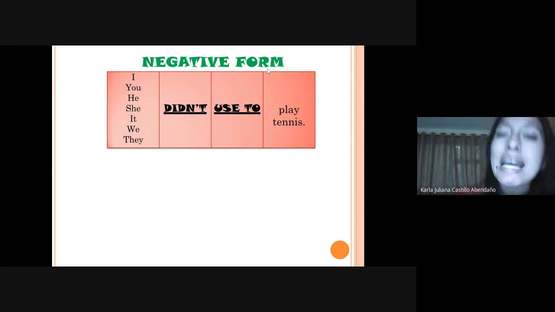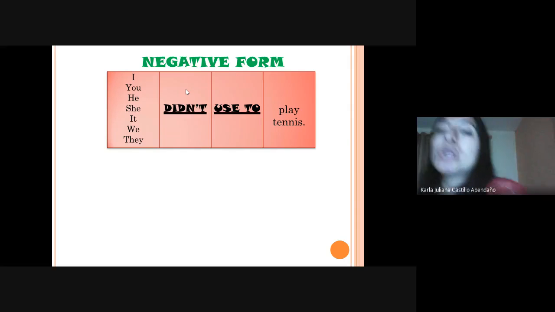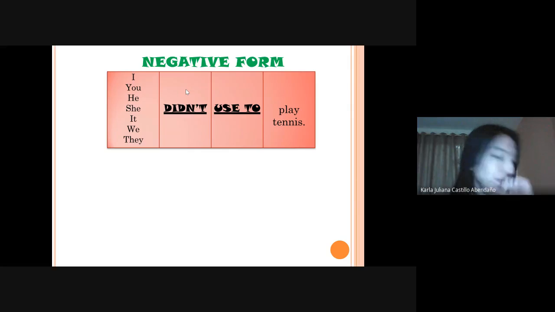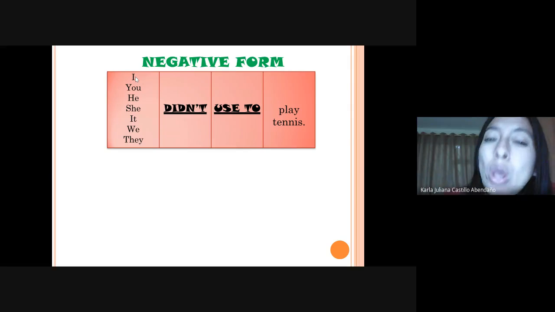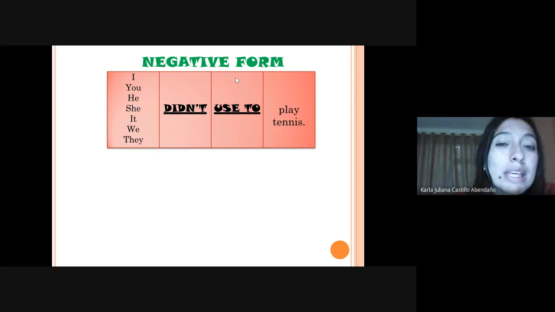But as the title says negative, what are we going to use here? Not. That is the same, and the writing contraction says didn't. Didn't use to play tennis. Right? So here we have, what can you notice here? Okay, Caramita, can you tell me what you can notice here?